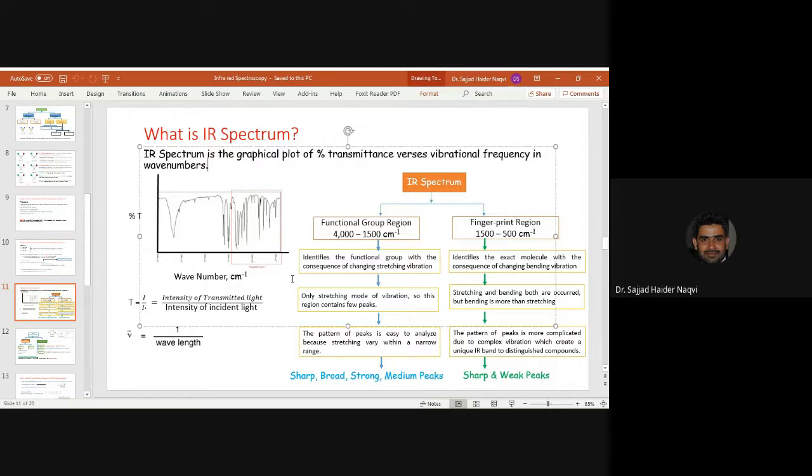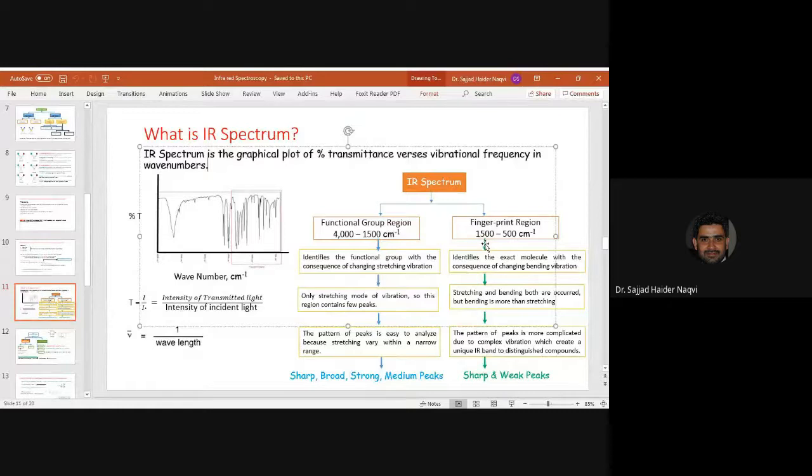So this region contains few peaks. The pattern of the peaks is easy to analyze because stretching varies within a narrow range. So you can see here, this is what we call the functional group region, where very few peaks are there, and they are easily identifiable because they are separated from one another.